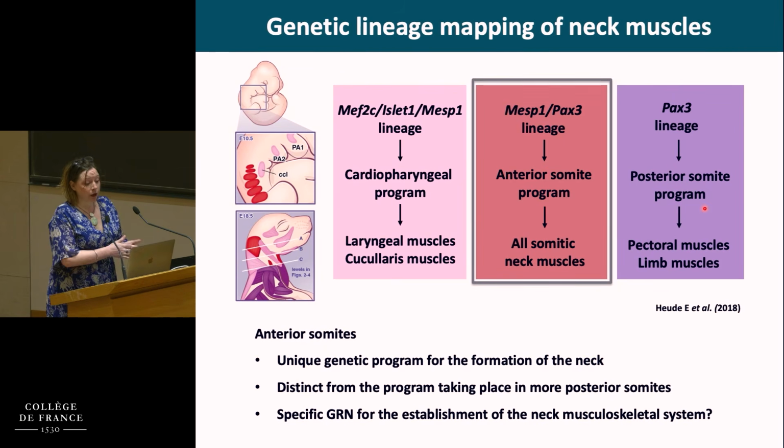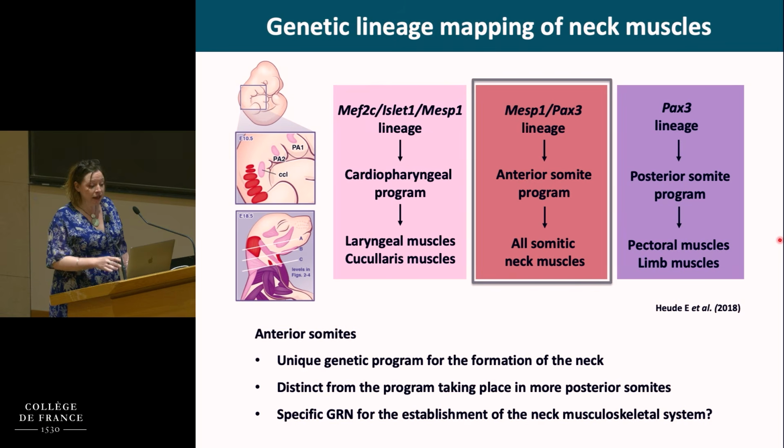So this work permitted first to reveal that the neck has a mixed cardiopharyngeal and somatic origin. The analysis also indicated that anterior somites in red use a unique genetic program for the formation of the neck that is distinct from the program taking place in more posterior somites, giving rise to pectoral and limb muscles.